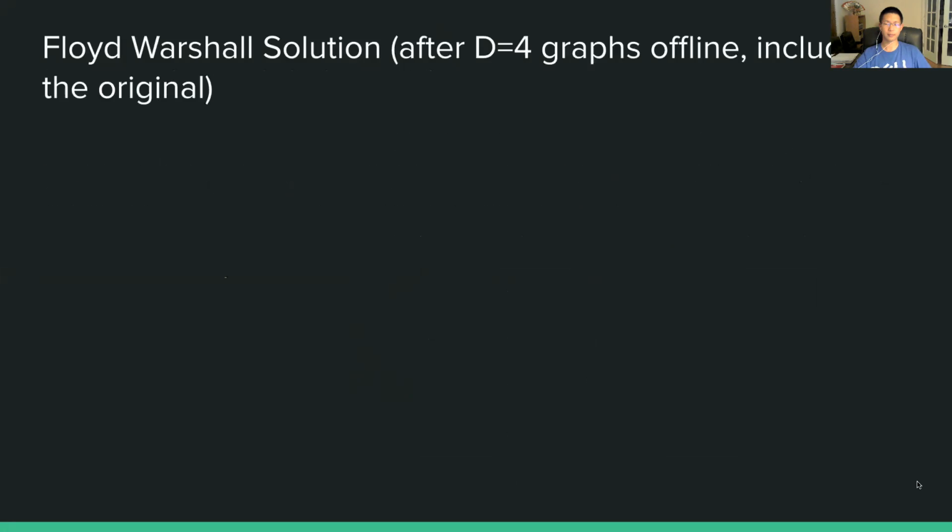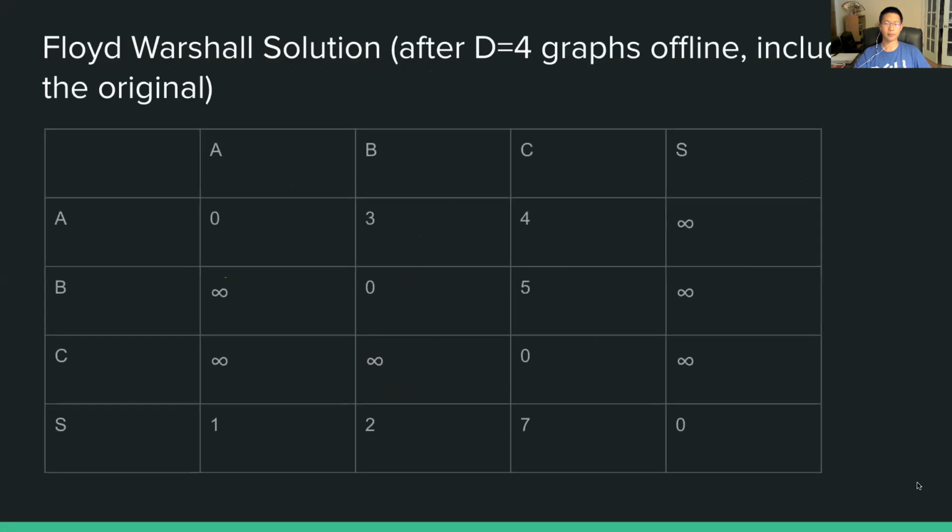All right, here's the solution. So here's after we have done our d equals 4 graphs. I do this offline, obviously, because it takes a while to figure out Floyd-Warshall. After we apply Floyd-Warshall, we basically get these diagonal zeros again. We get infinity, as I mentioned before.